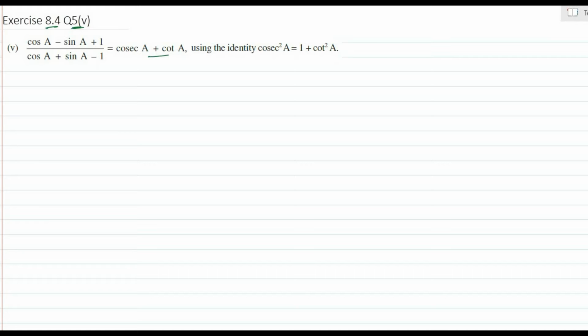So 8.4 question number 5 in that fifth portion. This we have to solve using the identity cosecant square is equal to 1 plus cot square.